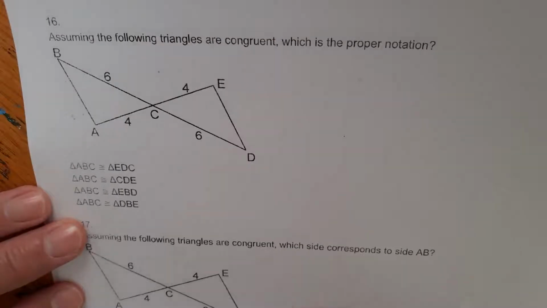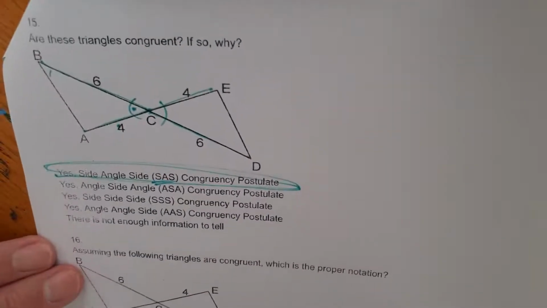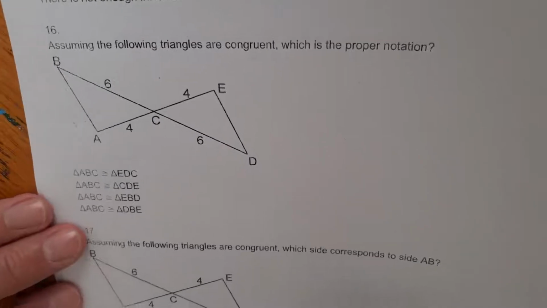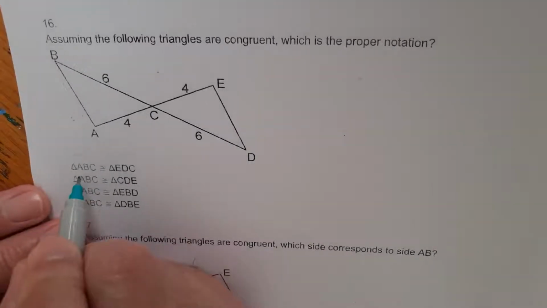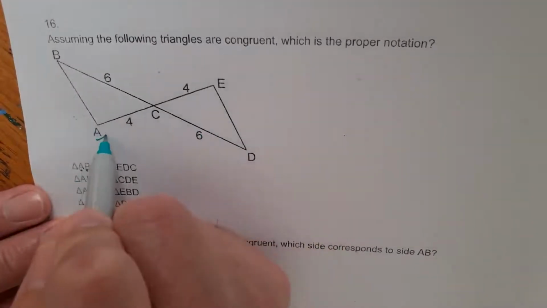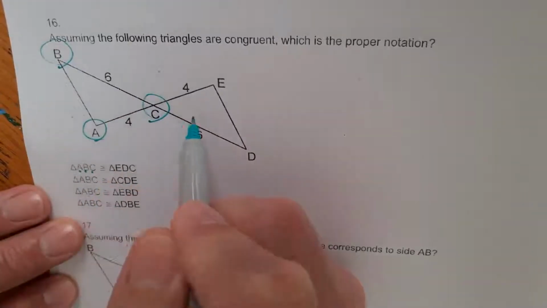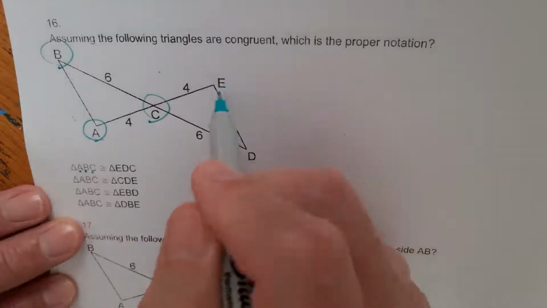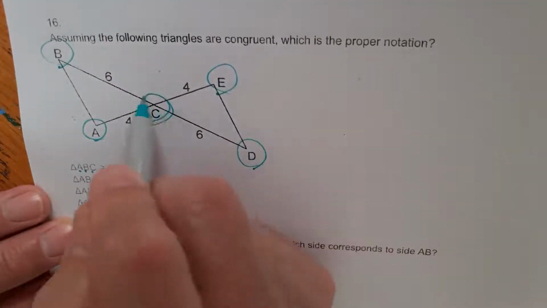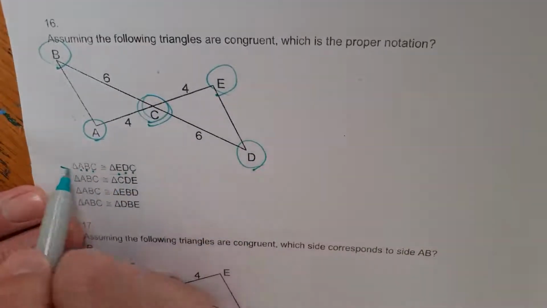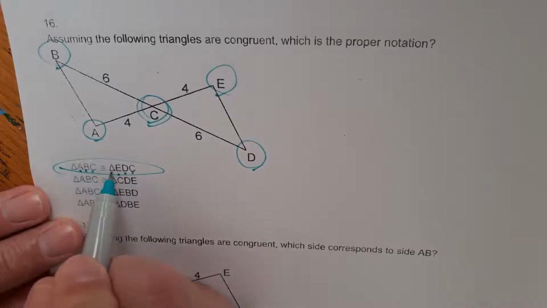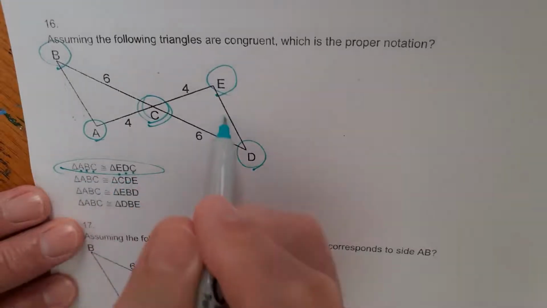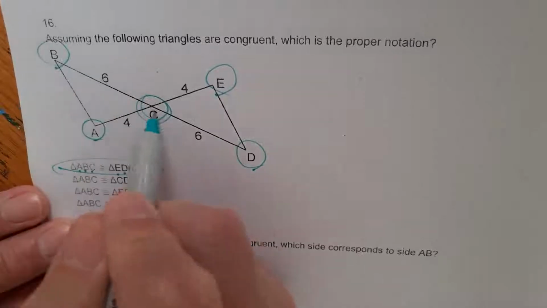What's the proper notation? So up here we said they're corresponding, right? Now let's just put it into notation. If we're going ABC here, so we're starting here, we're going A, B, C, in that order, that's our first triangle ABC is congruent to, come over here and do E, D, C. Triangle ABC is congruent to triangle EDC. We went in the same order. We went this way, boom, boom, went this way.